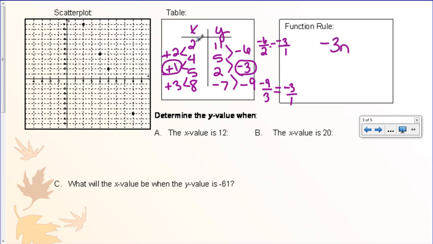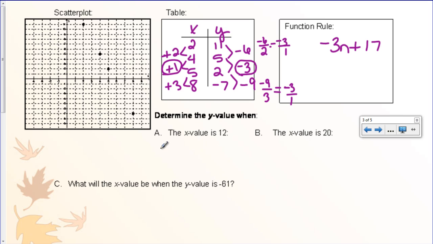So I'm going to plug numbers in. So -3 times 2 makes a -6. I need to get from a -6 to a +11, which is +17. And so my function rule should be -3n + 17. We're going to check it again. If I do -3 times 4, that's going to be -12. And if I do -12 plus 17, that's going to give me 5. And so that's going to be my rule.